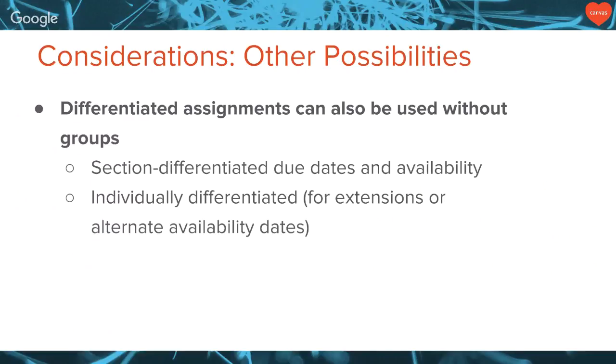And these are in particular, for a lot of our faculty, really useful when specific students have extensions for assignments or alternate availability dates for whatever purpose. Frequently this might be for an alternate availability date for an exam or some other purpose. But you can think about differentiated availability for groups of students in ways outside of the group set structure.